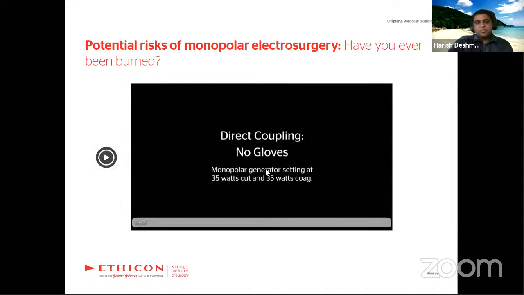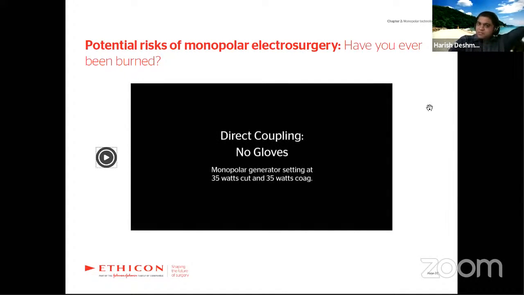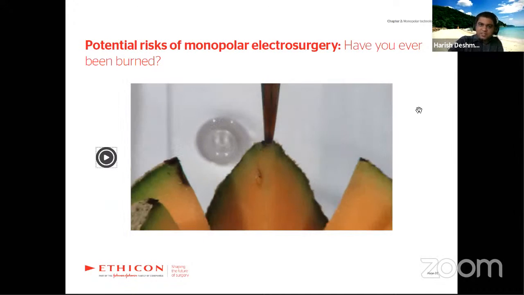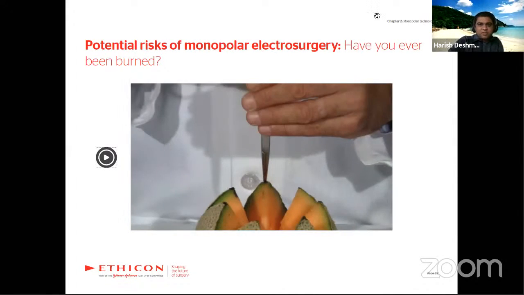This is a very important question for everybody. How many of you have got a glove burn? I think most of the people have got a glove burn during surgery.